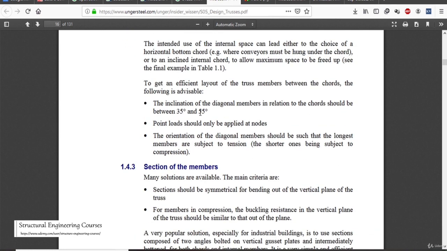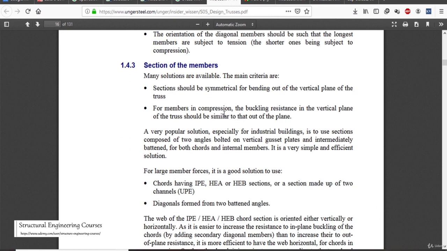So inclination can be in the range of 35 to 55 degrees. Point load should only be applied at nodes. We should avoid applying UDL. And for the section of the members, we can either go for circular hollow sections or rectangular hollow sections or simple angle sections, also called L sections.